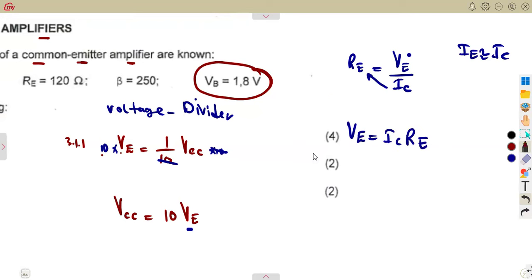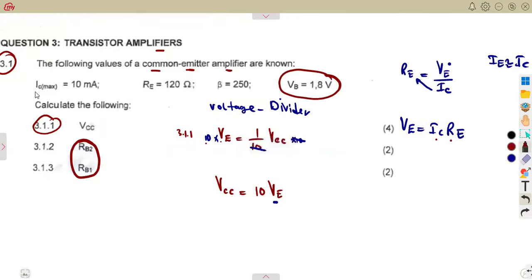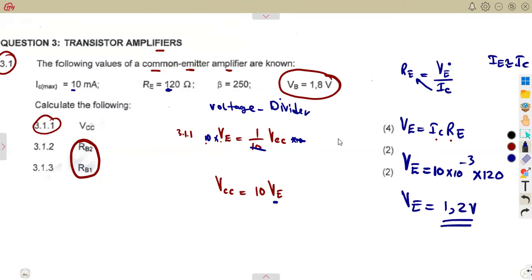This is where we are. We need IC, we need RE. Okay, so let's check. IC is there, RE is there. So you can use these values, guys, IC and RE. We can calculate the VE that we want. What is the value of IC? 10 milliamps. 10 times 10 to the exponent of -3 times RE, which is 120. That is going to give us the value of VE, which is 1,2 volts.